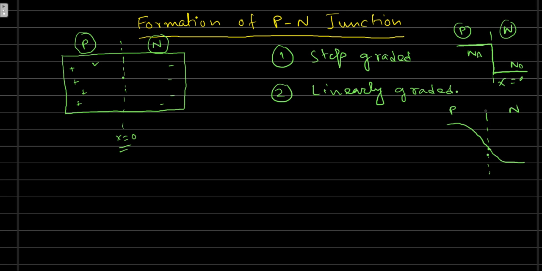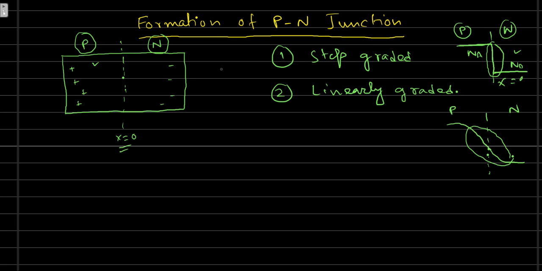See, here the doping profile changes abruptly, but here the doping profile changes linearly. Of course it's very difficult to achieve this type of junction, it's just a theoretical concept, and practically it is difficult to achieve a step graded junction. So almost all PN junctions are linearly graded junctions.